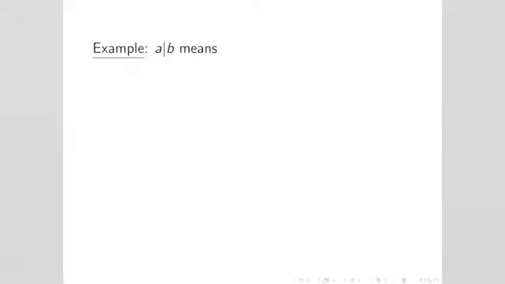Here's something we already know the definition of. A divides B. So A divides B, according to what we've done before, means that there is some integer C, or let's call it K. There is some integer K so that B is equal to A times K. So the only thing new here is that we're going to introduce notation for this. There is some integer K.